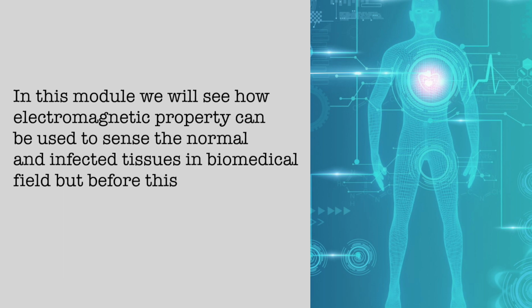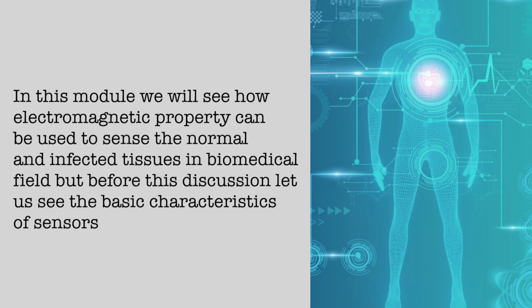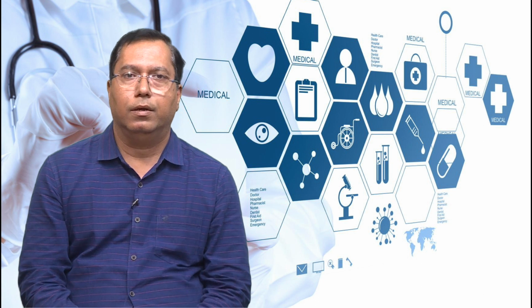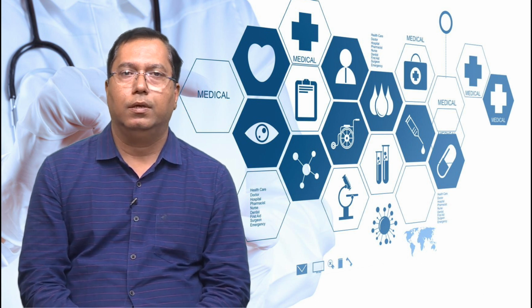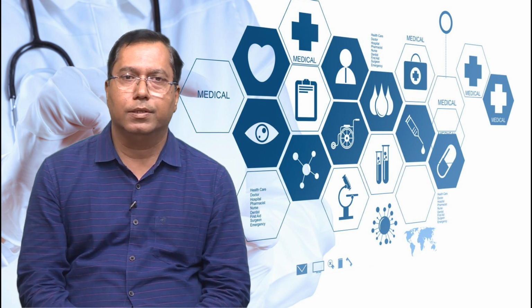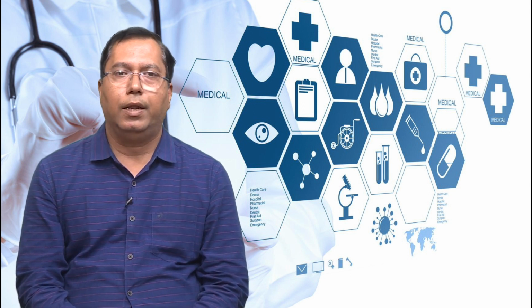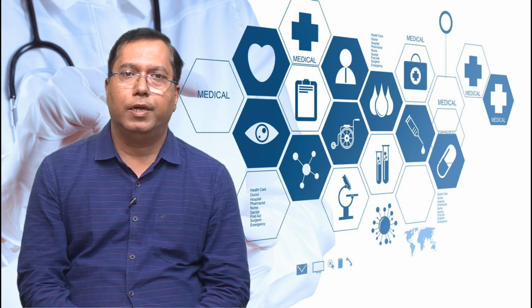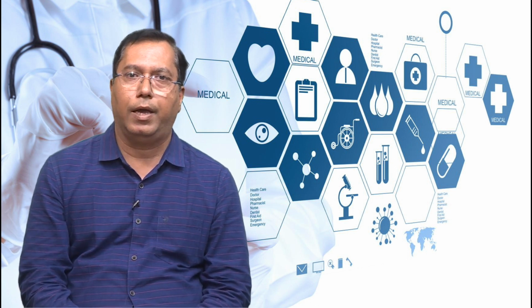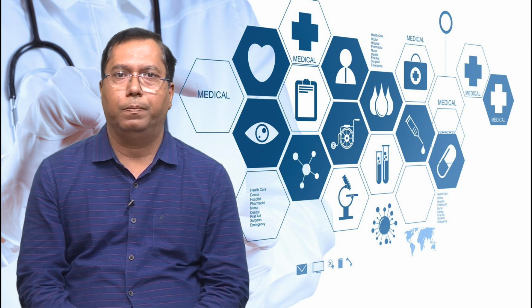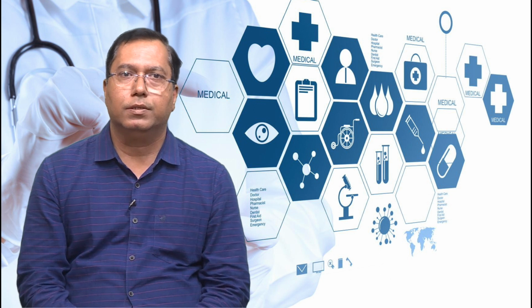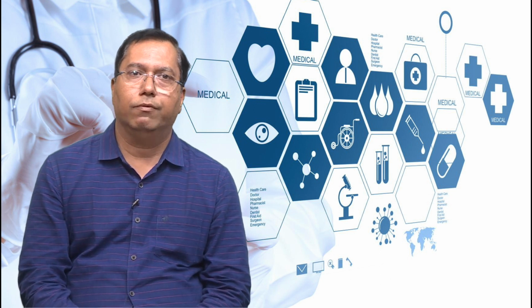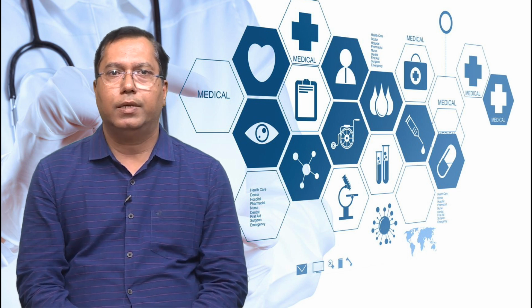So, in this module, we will see how electromagnetic property can be used to sense normal and infected tissue in the biomedical field. But before the discussion, let us see the basic characteristics of sensors. There are many characteristics of sensors which can be classified as static characteristics or dynamic characteristics. Static characteristics do not change with time, and dynamic characteristics change with time. First we are going to discuss some static characteristics, and the first one is sensitivity.